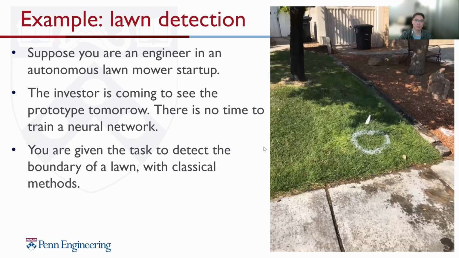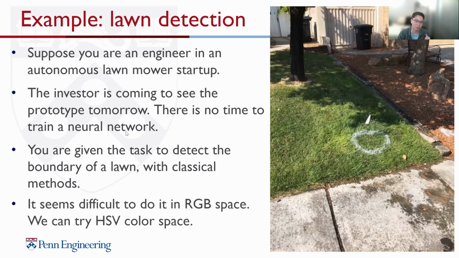Let me give you an example here. Suppose you're an engineer at an autonomous lawnmower startup. An investor is coming tomorrow to see the prototype, so there's no time to train a neural network. Your task is to detect the boundary of the lawn with classical methods. Because if we want to train a neural network, we need to collect data, label data, and then train it. But there's no time. How do we do it? We can try the HSV method.